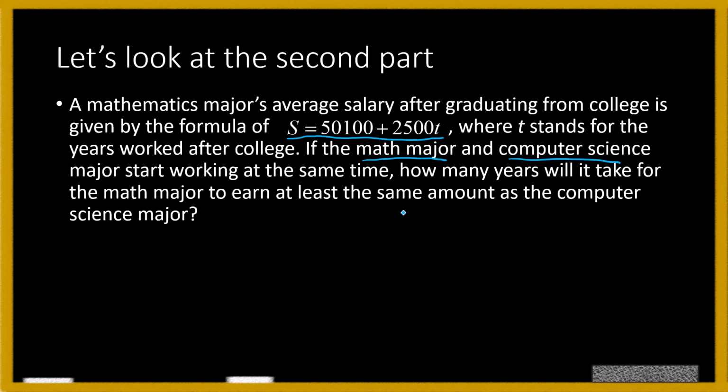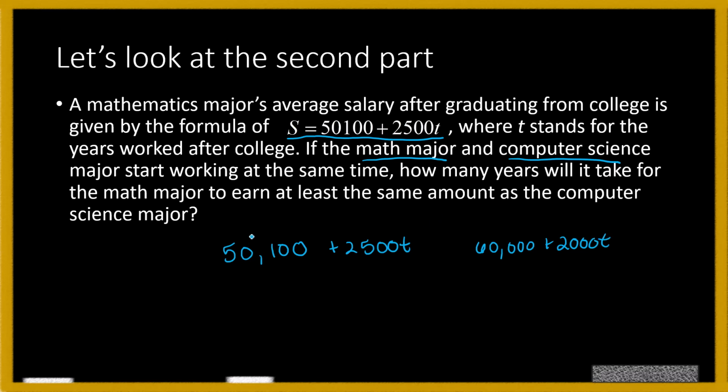So the amount we did before, the 96,600, has nothing to do with this question. That was just for the computer science major. So here we're needing to compare these two formulas. So let's go ahead and write down the formula for the mathematics major, and we're going to compare it to the computer science major. So we know that from the previous page of 60,000 plus 2,000T.